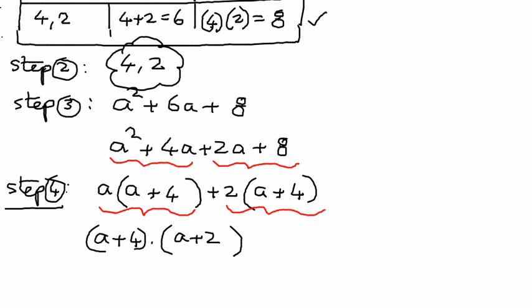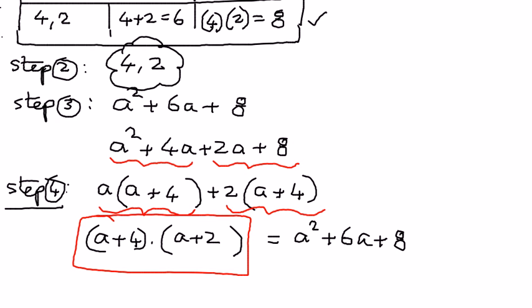So a plus 4 times a plus 2 is the factored form of the given trinomial, which is a squared plus 6a plus 8. So this is our answer. This is our factored form of the given trinomial.